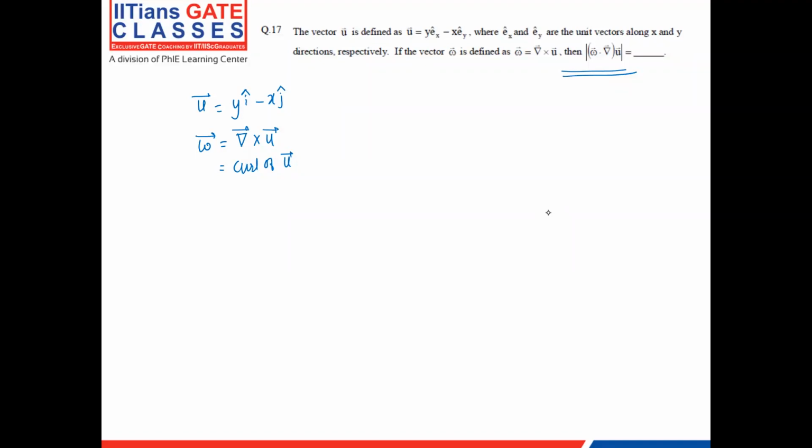So first step we will be doing in this case is taking curl of u bar, because we first have to calculate the omega bar. So omega bar is curl of u bar, so it is i j k, dou by dou x, dou by dou y, dou by dou z. Coefficient of i is y, coefficient of j is -x, and coefficient of k in this case is 0.